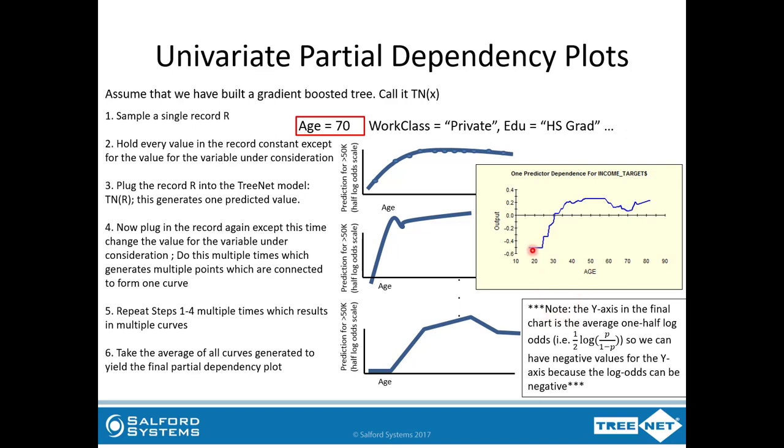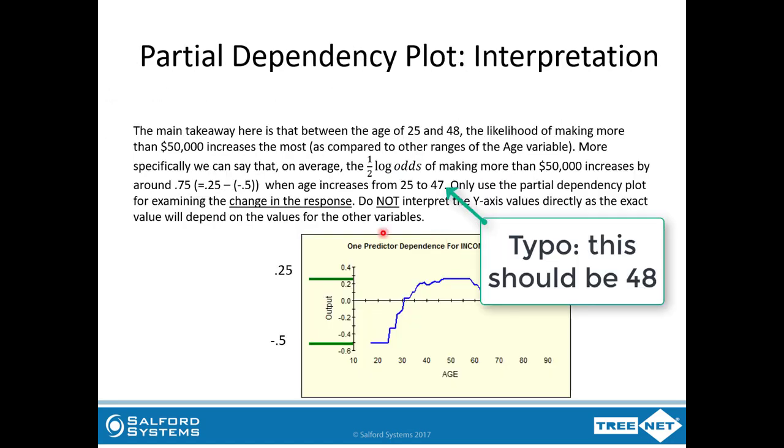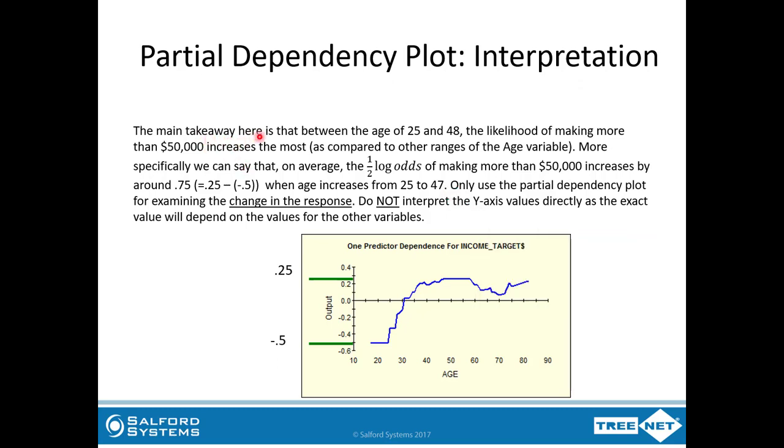And so remember here that the y-axis is the average 1/2 log odds. So you can have negative values here for the y-axis because the log odds, of course, can be negative. So to interpret the partial dependency plot, the main takeaway here is that between the age of 25 and 48, so around 25 here and 48 is about here, the likelihood of making more than $50,000 increases the most. And so more specifically, if you want to be really specific about this, you can say that on average, the 1/2 log odds of making more than $50,000 increases by around 0.75. Now the 75 you get from increasing from negative 0.5 to 0.25.